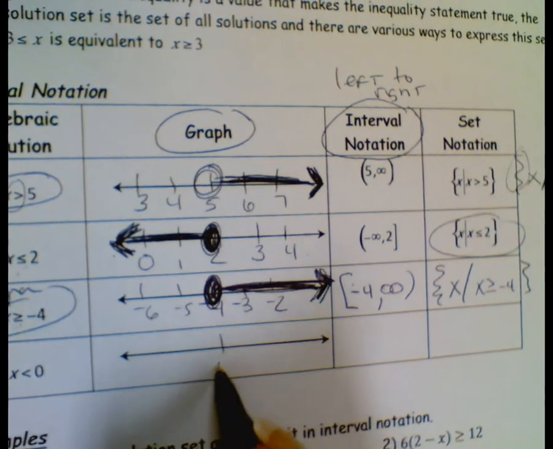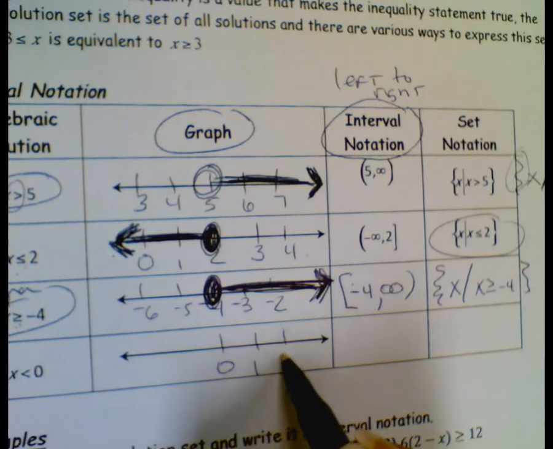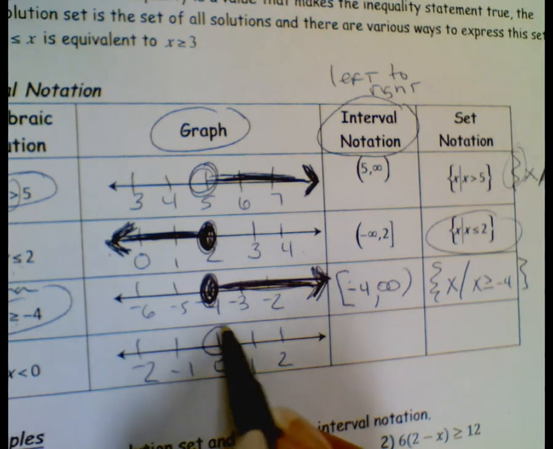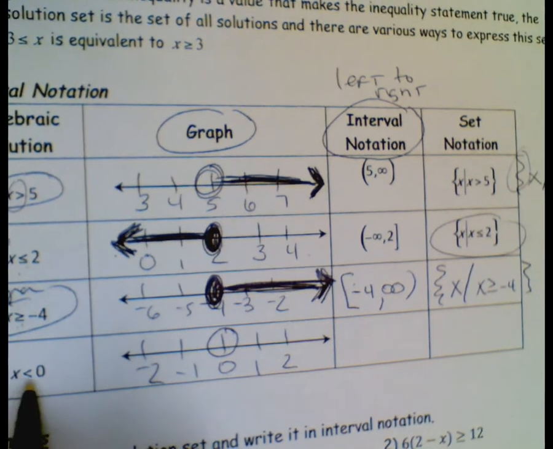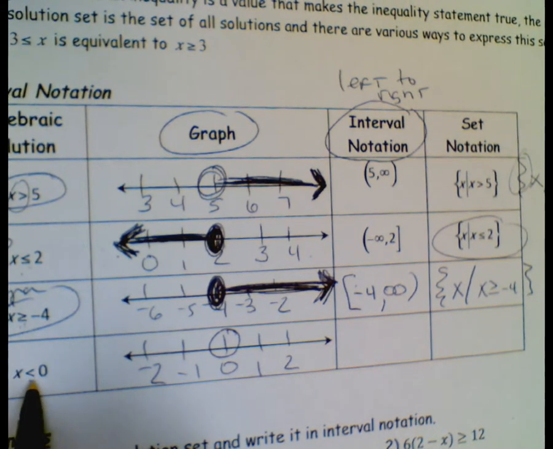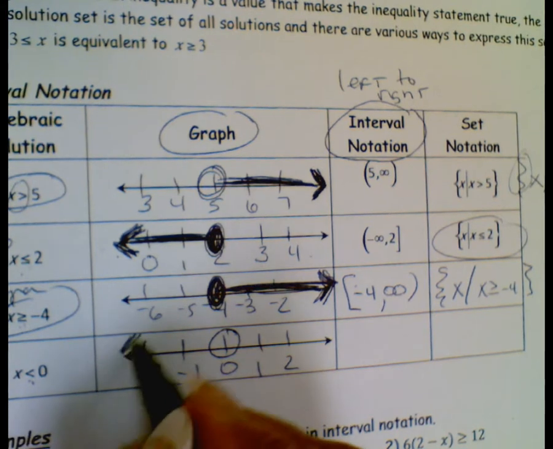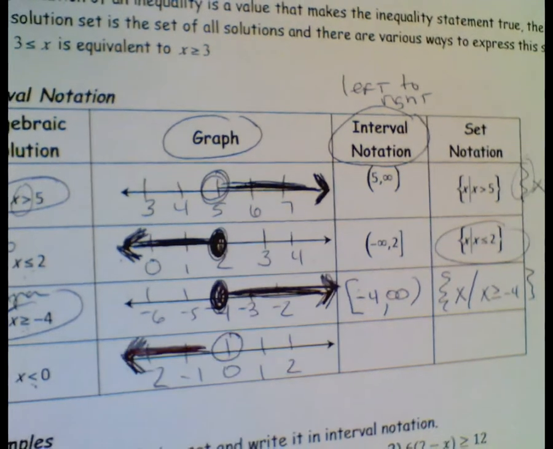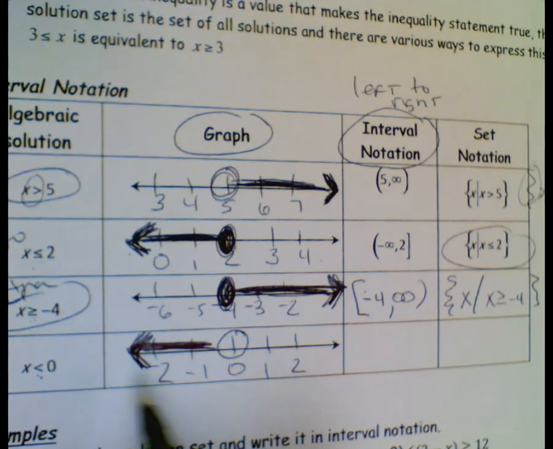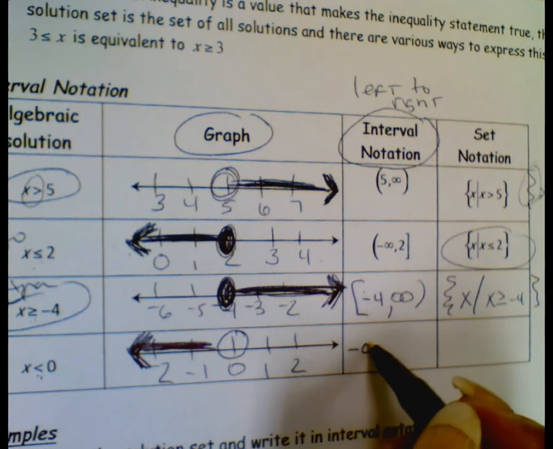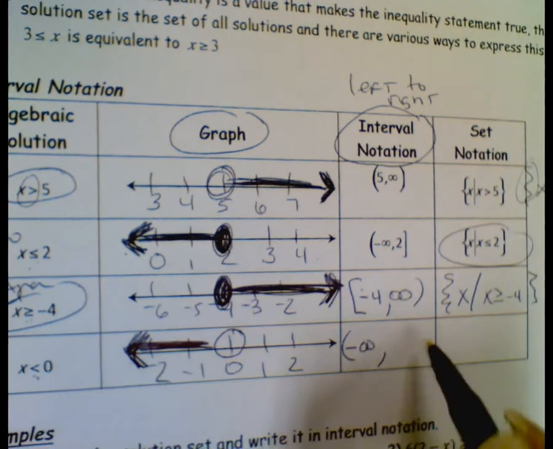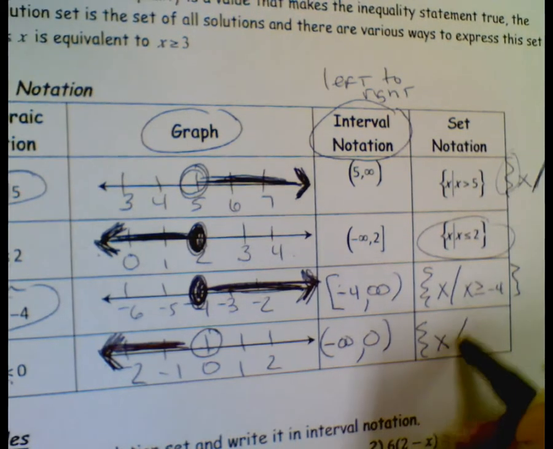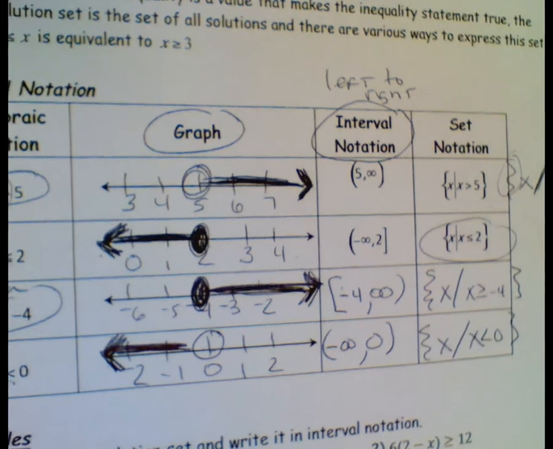And x is less than 0. You got 0. Give me the 2 numbers greater than 0, 1 and 2. Negative 1 and negative 2. Less than 0 is open circle on 0. This less than sign matches that arrow. So we're going left. Less than means go left. So there's your graph. Read it left to right. So negative infinity, parenthesis, to 0. But because it's open, you put a parenthesis. Brace x such that x is less than 0, brace. Okay, so solving.